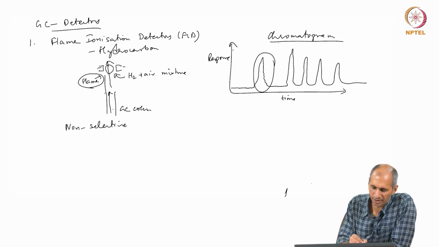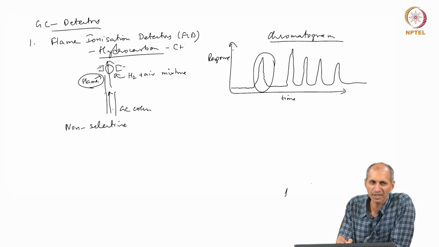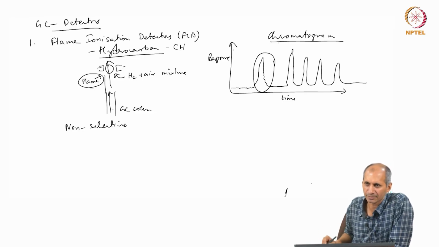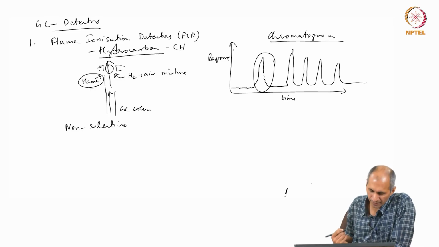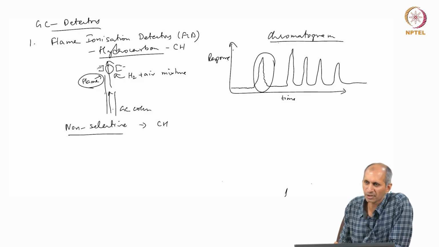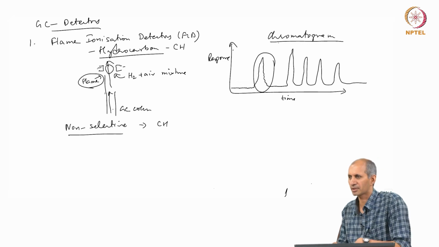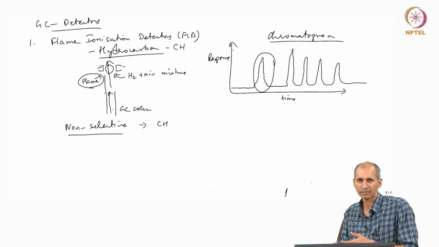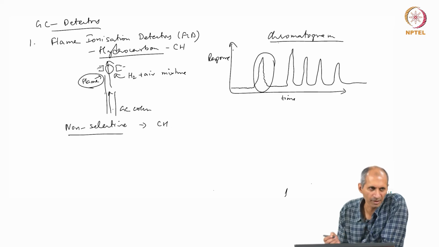What is the definition of hydrocarbon? You need to have C and H in your compound, that is all. If you only have C, nothing will happen, it will not detect anything. H has to be there for it to detect it. But it is non-selective, which means anything that has C and H, it will detect. It does not know whether it is benzene, acetone, alkane, ethane, or hexane. It will just detect as it is.